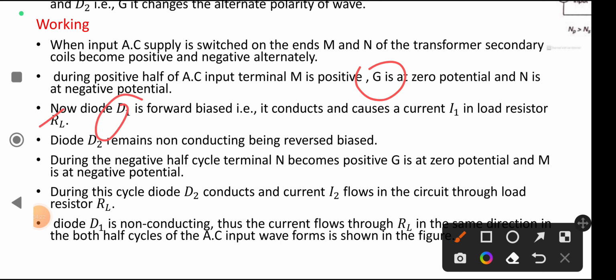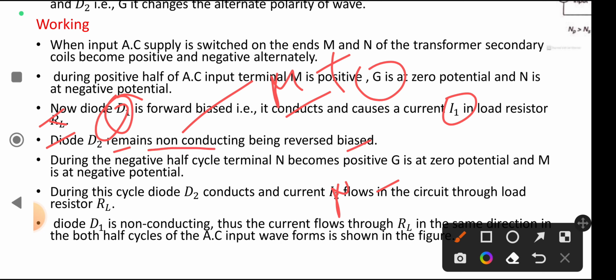Now diode D1 is forward biased, that is, it conducts and causes current I1 in the load resistor RL. When M is positive, diode D1 conducts. N is negative and is connected to diode D2. Diode D2 remains non-conducting, being reverse biased.